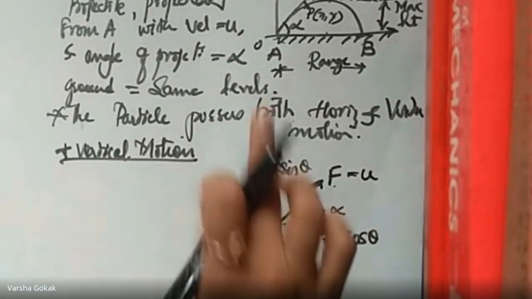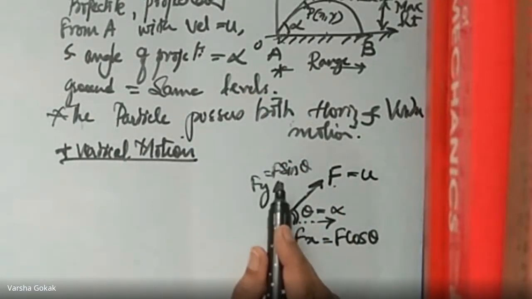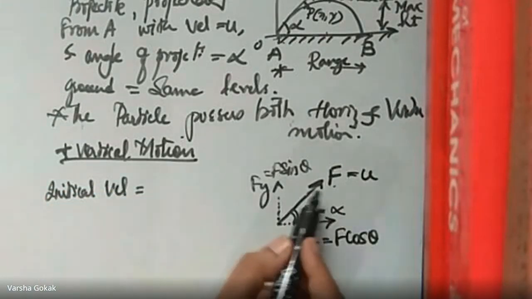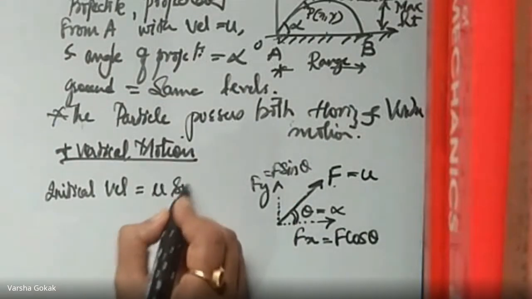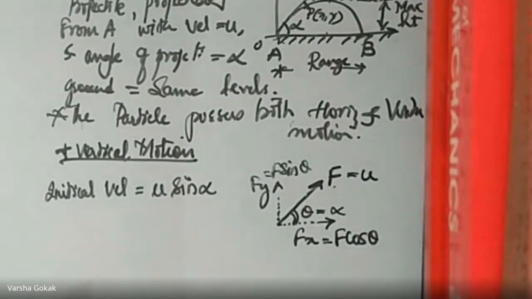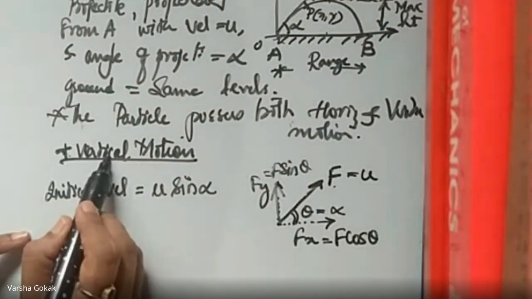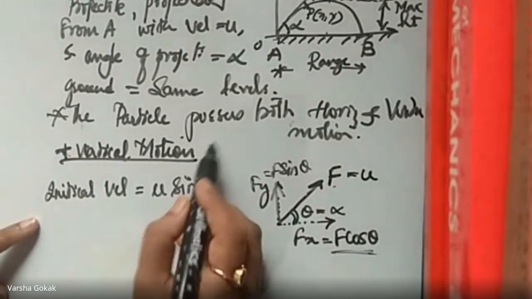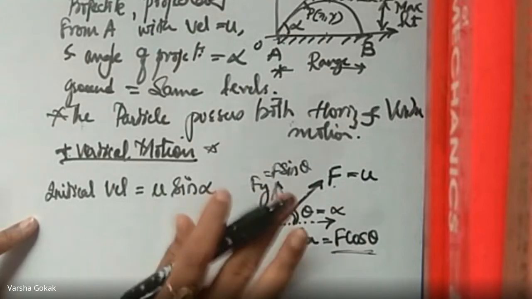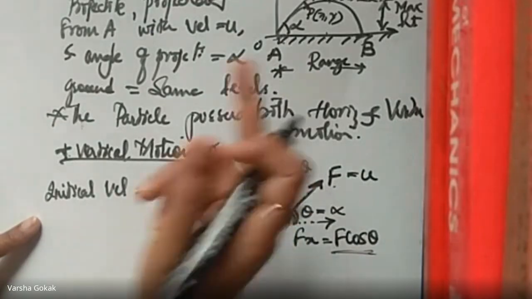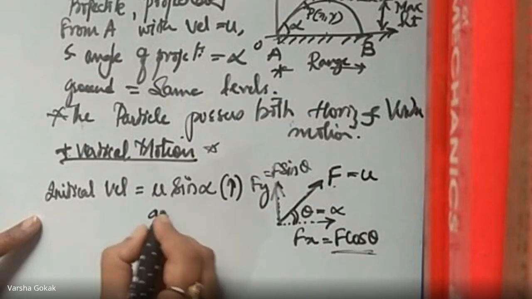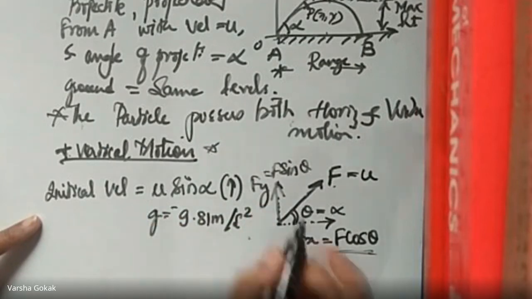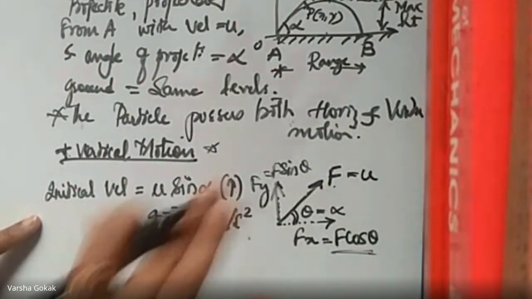I'm talking of the vertical motion, meaning Fy. The initial velocity is going to be u sin theta, or u sin alpha. This is the initial velocity that is vertical, because I'm dealing with vertical motion. When I do horizontal motion, I will take u cos theta. First we are doing vertical motion, so u sin alpha, which is going upwards. Therefore g is 9.81 meter per second square, with a negative value because we are going against it. Later it will come and fall down. That is also covered.